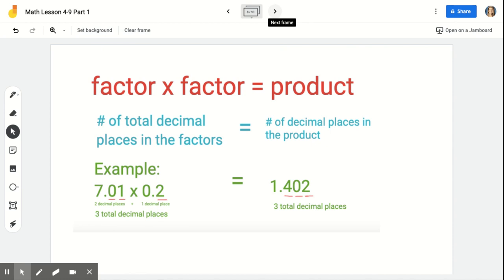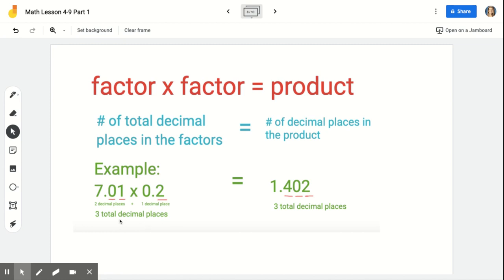We also have been following this rule in which, when we multiply a factor times a factor and they involve decimals, the total number of decimal places in the factors has to be the total number of decimal places in the product. So here's an example. Remember, what we've been doing is we ignore the decimal places and we multiply as if they're whole numbers. So for 7 hundredths times 2 tenths, if we ignore the decimal, we get 1,402. Our next step is to count how many total decimal places there are in both factors.